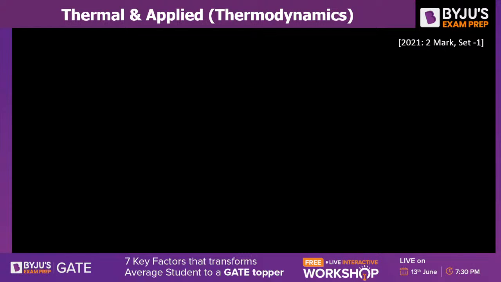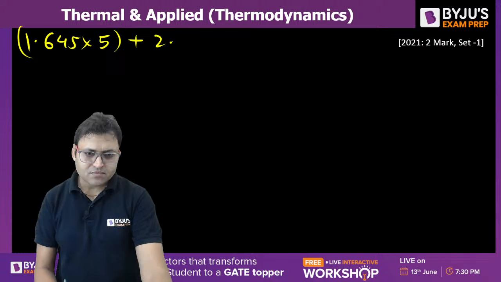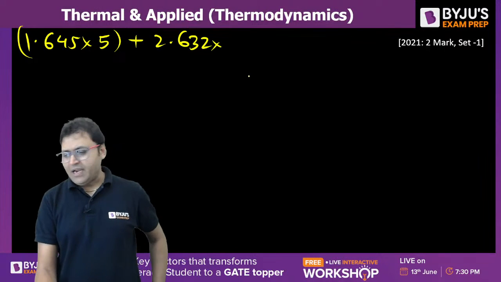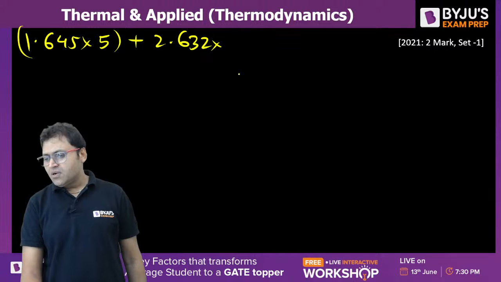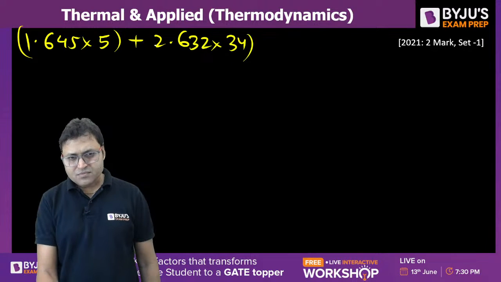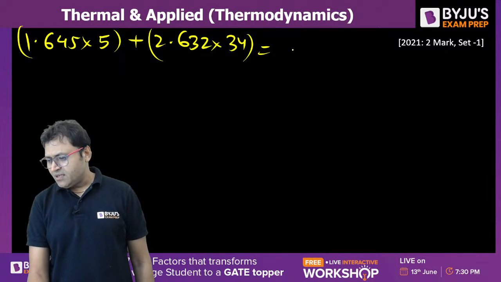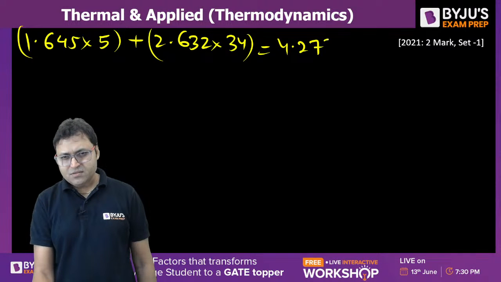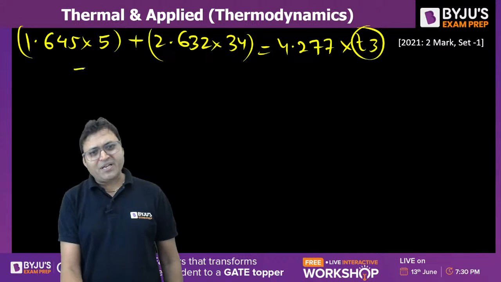Can we find out the value of M1 into T1? What is M1? M1 is calculated as 1.645 into the temperature, 5 degrees Celsius, plus M2, that is 2.632, into T2, that is 34, is equal to M3, that is 4.277 into T3. We will get the temperature T3.